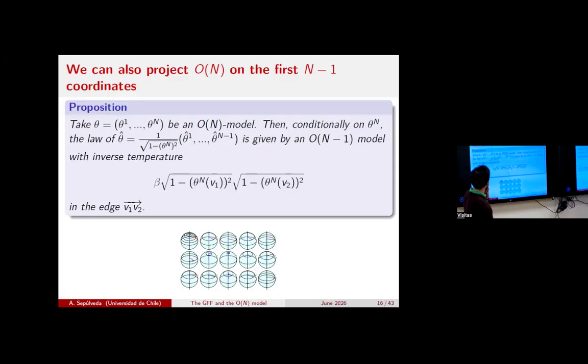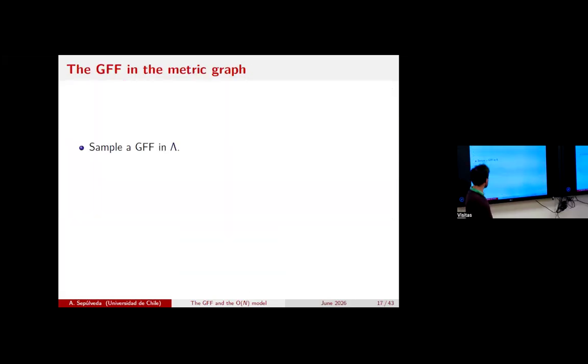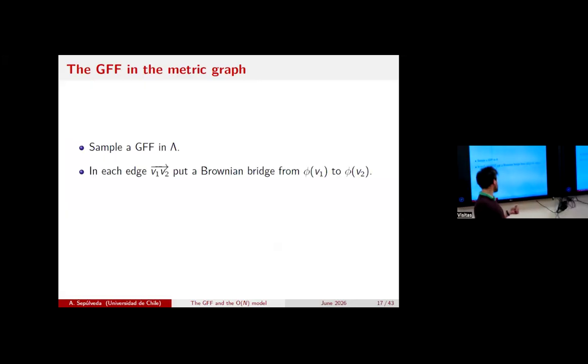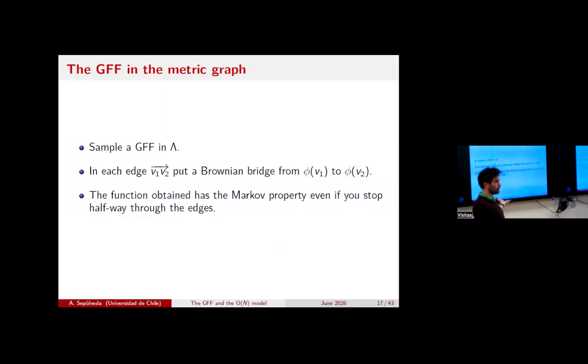So here is the image of how you do that. I'm going to use the GFF to tell you something about the spin-O(N) model, and I'm going to construct a GFF on the metric graph. This is a now classical construction done by Titus Lupu in 2015, in which you take a GFF on a graph. To each edge, you associate a Brownian bridge going from one point to the other. And the magic of this is that it still keeps the Markov property.